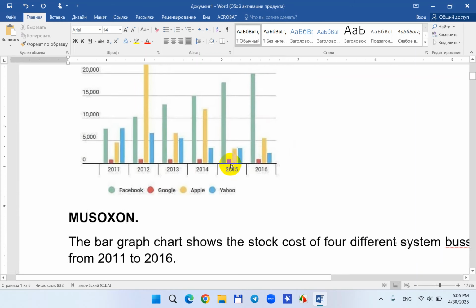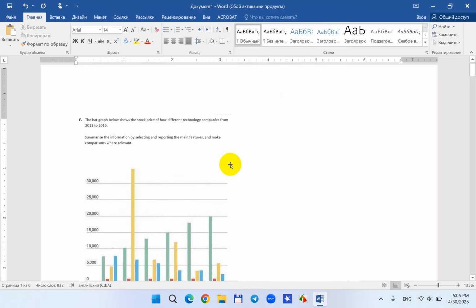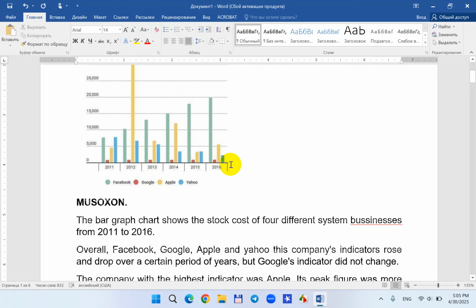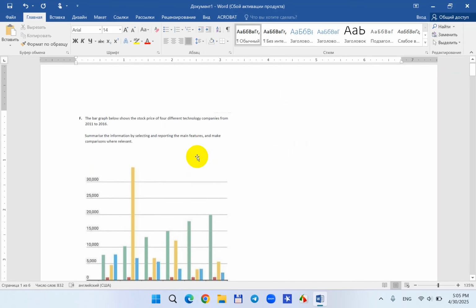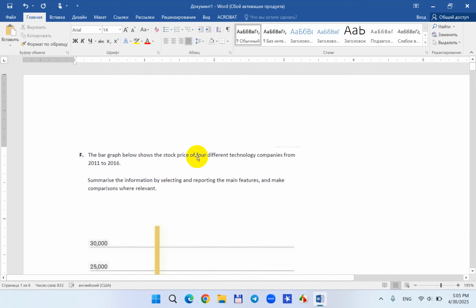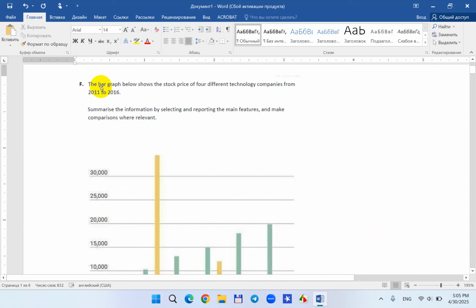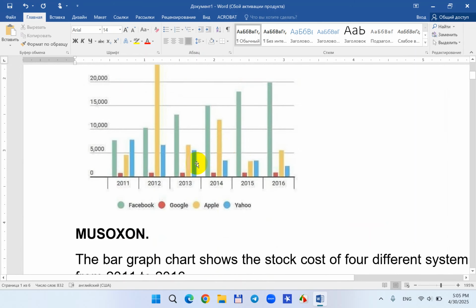Hello everyone. Today I'm checking an IELTS Task 1 essay written by Musoxon. And you can look at the picture. It's a bar chart, and the bar graph below shows the stock price of 4 different technology companies from 2011 to 2016. And you can look at the 4 technology companies: Facebook, Google, Apple, and Yahoo.